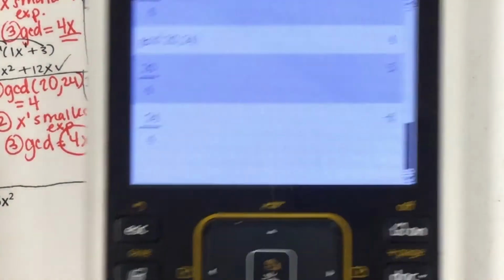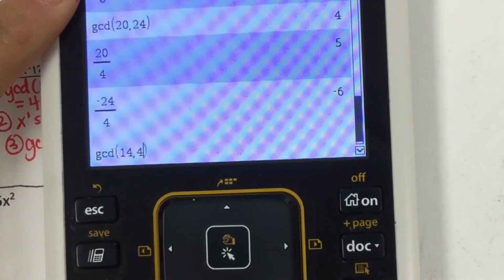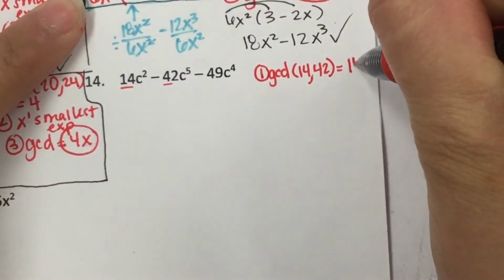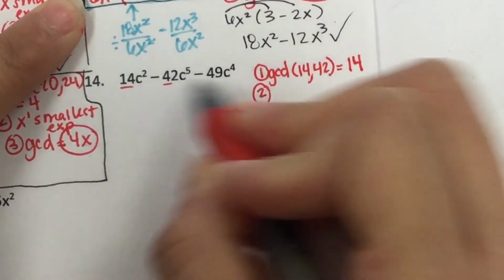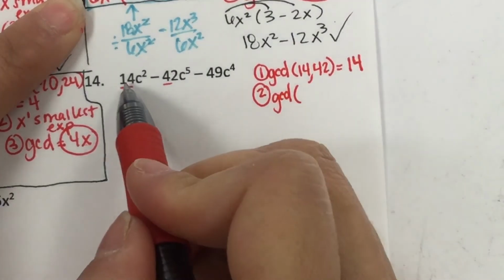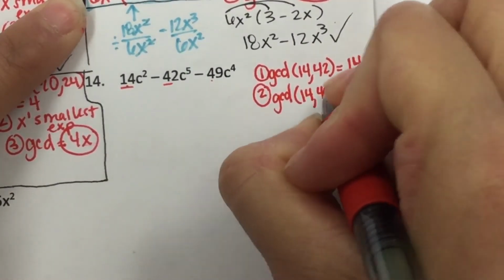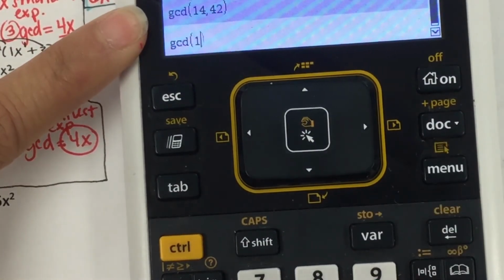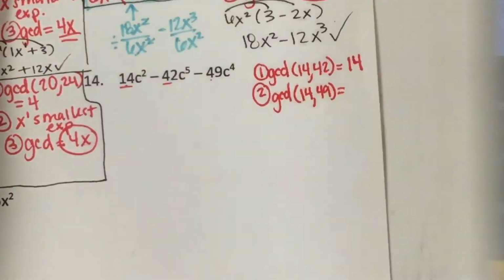So get your calculator and do menu to 5, 14, 42. You get 14. Now find the GCD of the first and the last, and then the last 2, of 14 and 49. So find the GCD of 14, 49. You get 7.